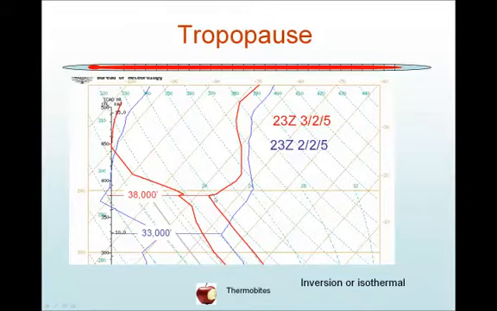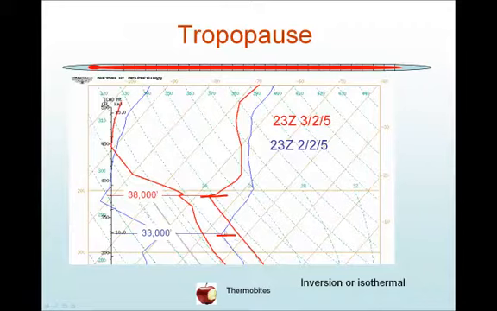So you can see today this region here at 38,000 feet, which is the standard way of measuring height in meteorology, is where the tropopause begins. The day earlier, the tropopause was at 33,000 feet.